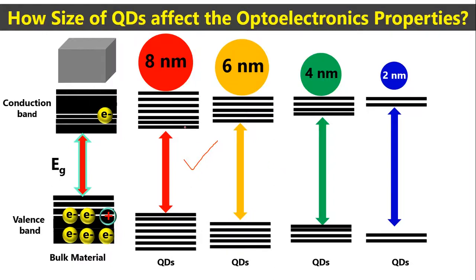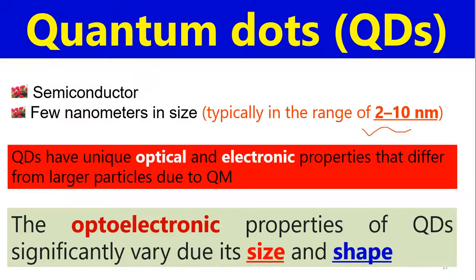In this video, I'm going to explain how the size of quantum dots affects the optoelectronic properties. Optoelectronic properties mean optical properties and electronic properties. As we can see, this is a bulk material and all these four are quantum dots. Before going into detail, let's know a little bit about what quantum dots are.